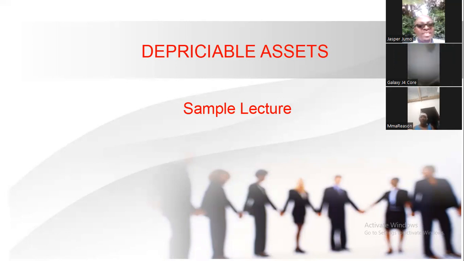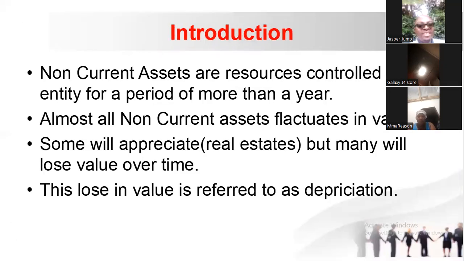Which assets can we depreciate at the end of the period? The non-current assets in general. And which assets do we not depreciate? The current assets. So the non-current assets are the only depreciable assets. Therefore, in this chapter, we are going to be looking specifically at non-current assets. Non-current assets refers to resources controlled by the company for a period of more than 1 year.